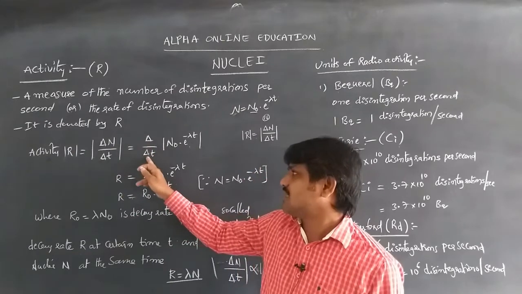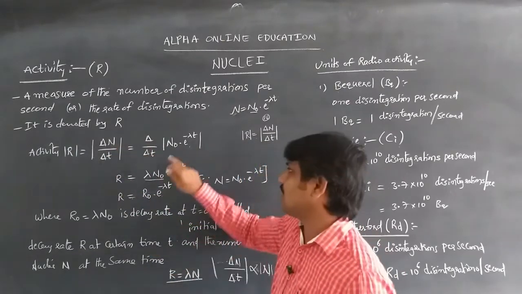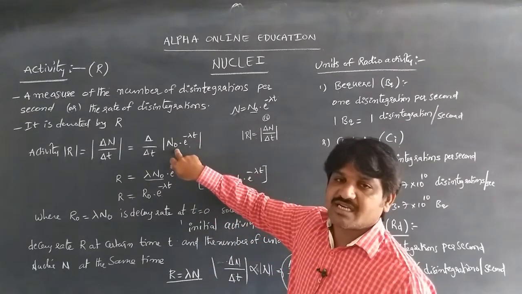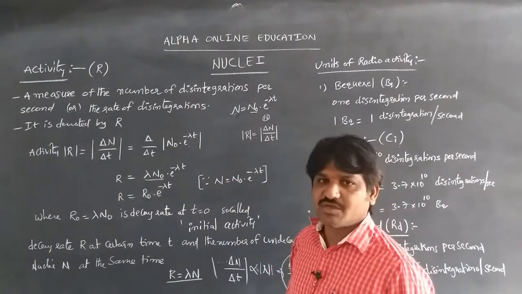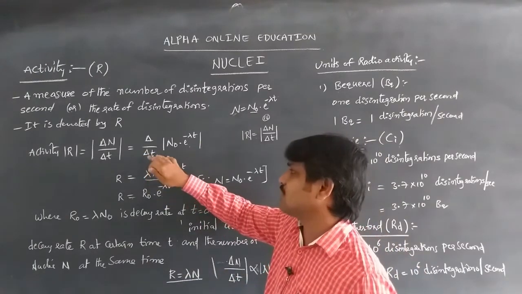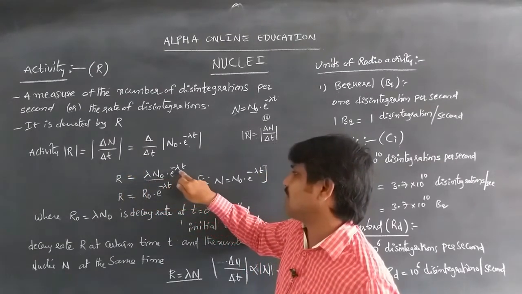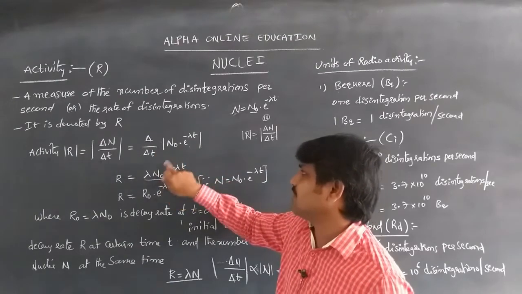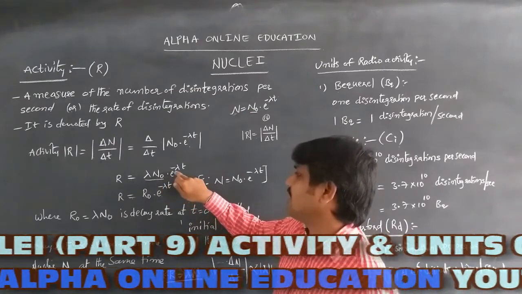Here we know, from the law of radioactivity, that n is equal to n naught into e power minus lambda t, where n naught is the number of nuclei present at time t equals 0. After some time t, when the disintegration process is going on, the remaining nuclei can be considered as n. So R is equal to lambda n naught into e power minus lambda t, by differentiating this.